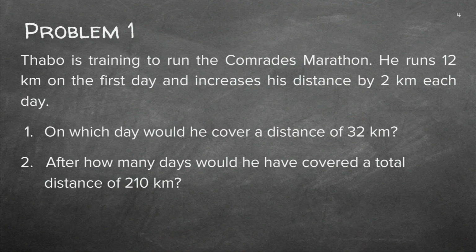Let's do a few. Thabo is training to run the Comrades Marathon. He runs 12 kilometers on the first day. So in my mind, I immediately know 12 is going to be my A because they say on the first day. It increases by 2 kilometers each day. The kilometers increase by 2 each day. On which day would he cover a distance of 32 kilometers?